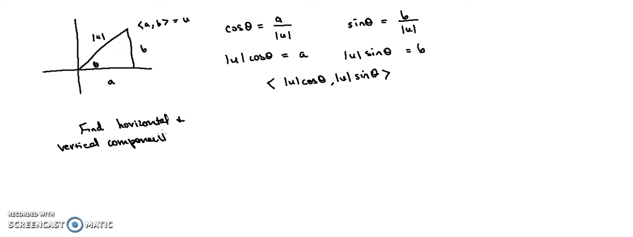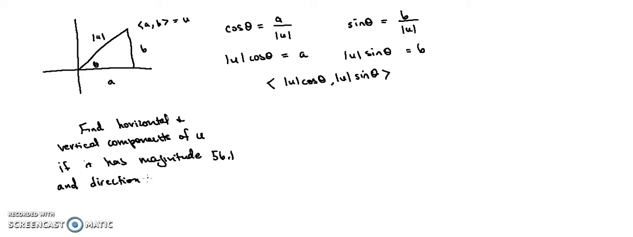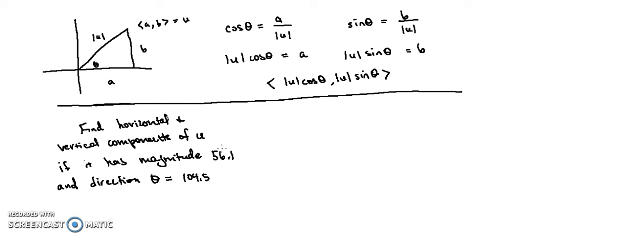Okay, so find the horizontal and vertical components of u if it has magnitude 56.1 and the direction theta is equal to 104.5. Okay, so we can use what we just did above. So this time we have the magnitude and direction, and we want to figure out the vector.